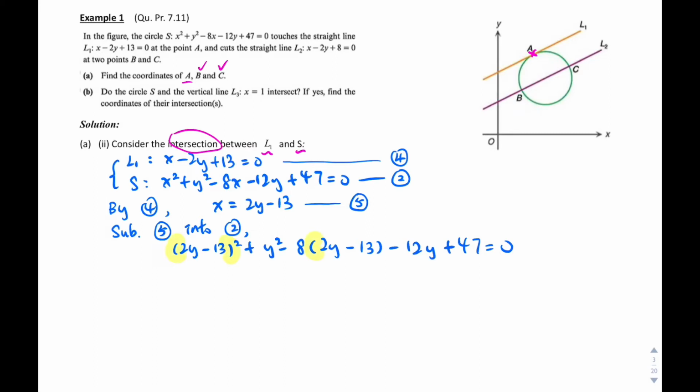Still, please put the brackets for the values of x. And try to simplify by using identities, and then you will get the following.